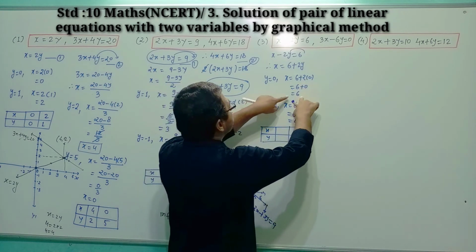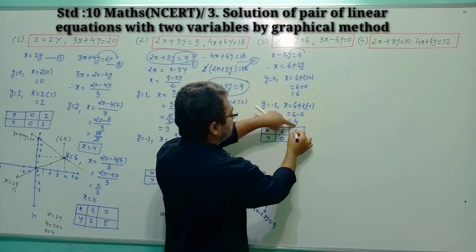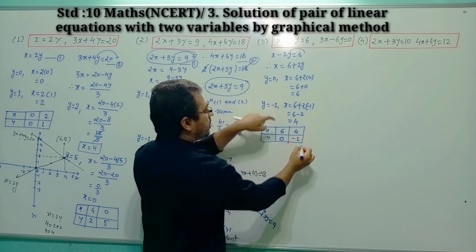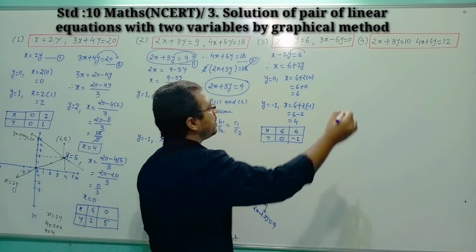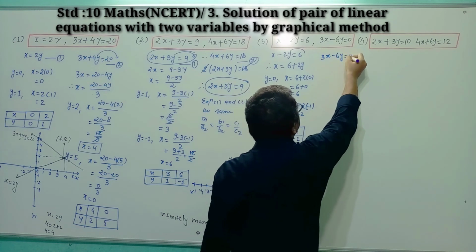Here you are getting x. X is 6, the value of y is 0. X is 4, the value of y is minus 1. Similarly, 3x minus 6y is equal to 0.